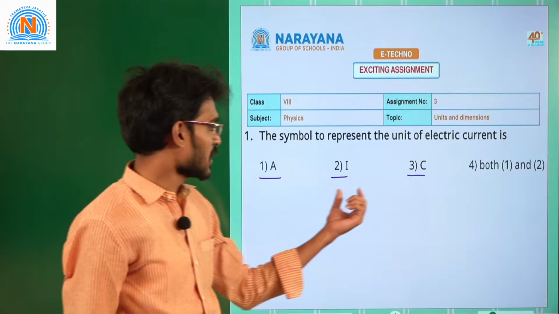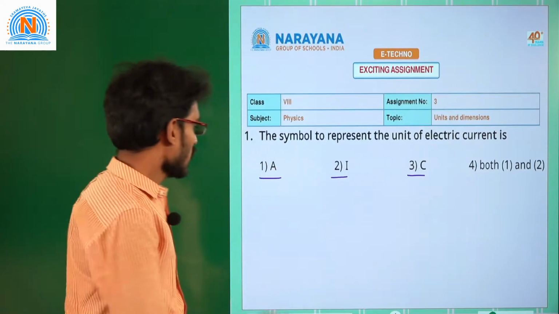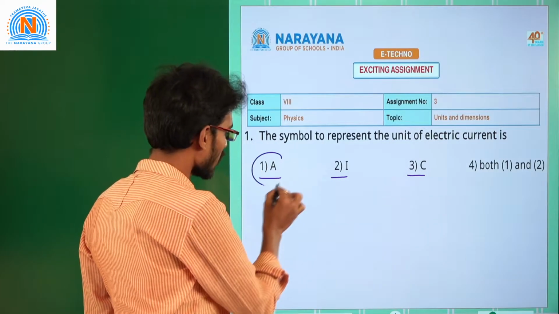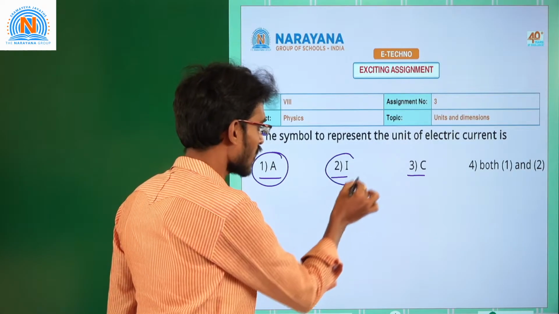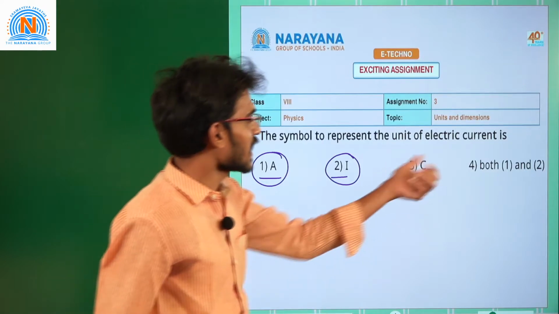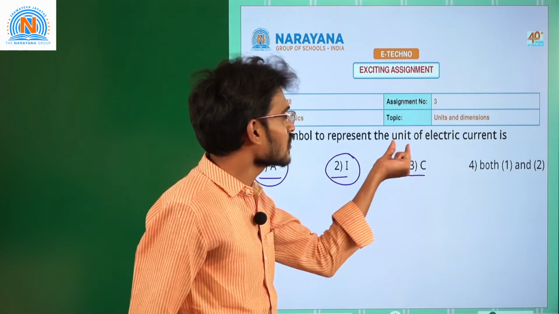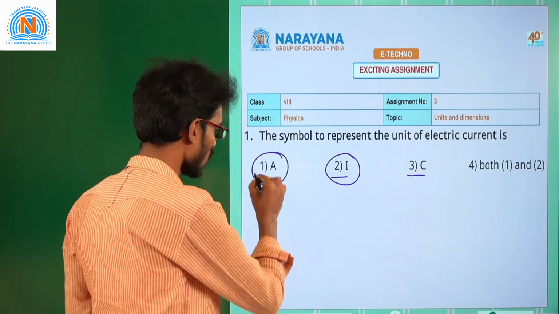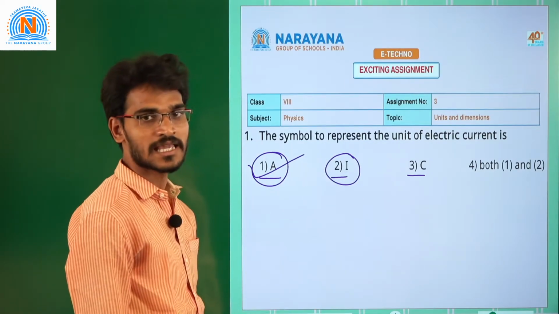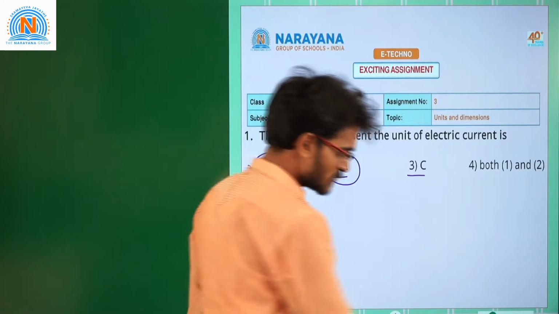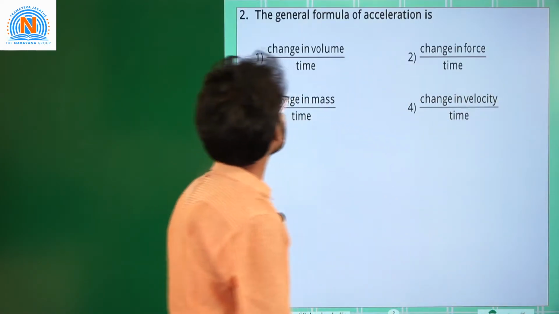Capital A, capital I, capital C. Here capital A is the unit of electric current. Capital I is the symbol of electric current, but the question is asking for the unit of electric current. So our correct option for the first question is 1, that is capital A. Let us move to the next question.